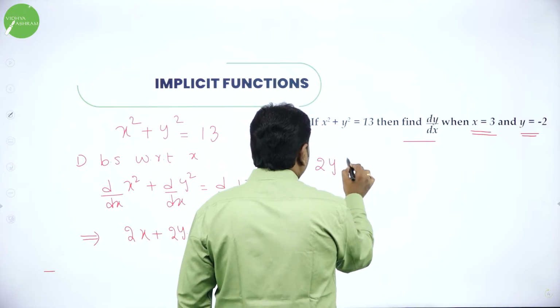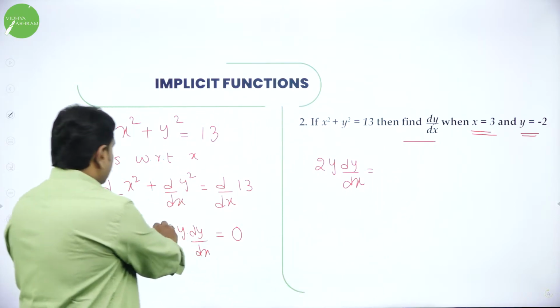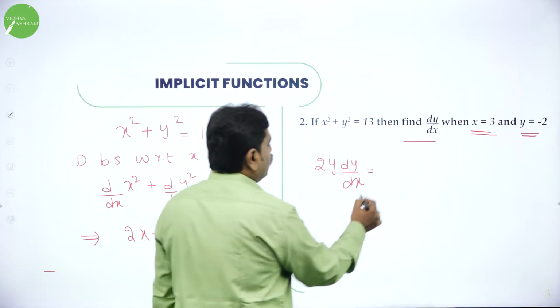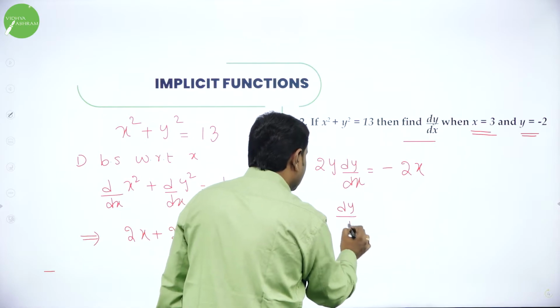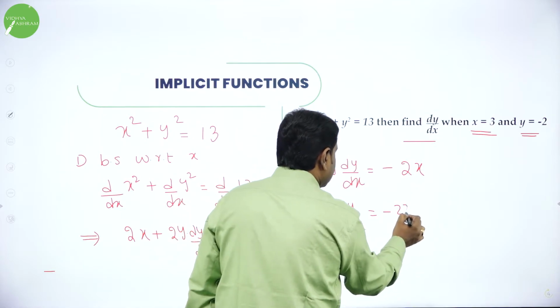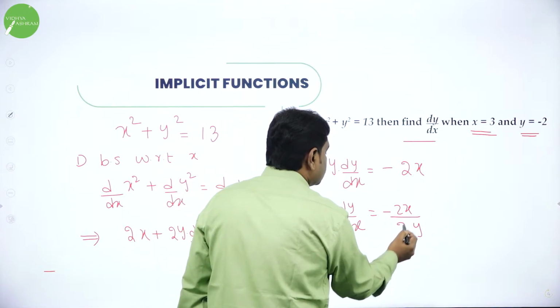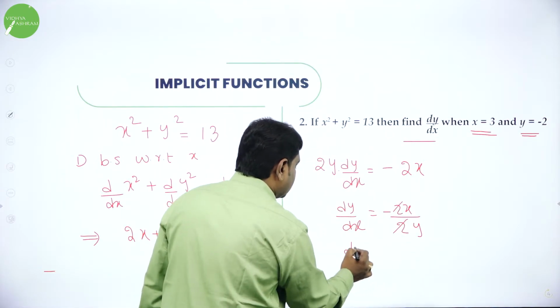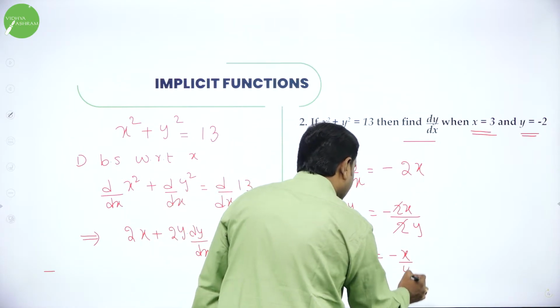So we'll get 2y into dy by dx is equal to, if 2x goes to the other side, it will become minus 2x. 0 minus 2x is minus 2x, and we are interested in dy by dx. So dy by dx is minus 2x divided by 2y, transfer this side, it will become divided by 2y. So I can cancel 2 and 2. So I got the value of dy by dx. Value of dy by dx is exactly minus x by y.